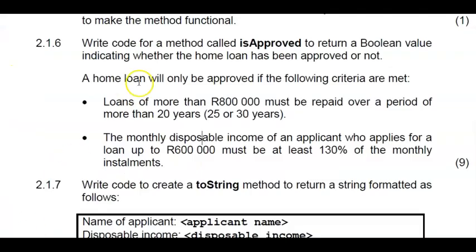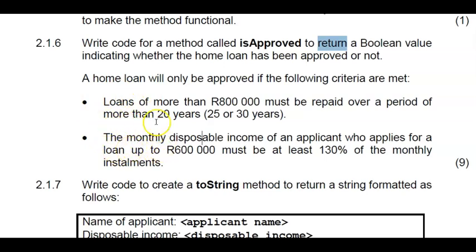We now need to write a method. They're not saying whether it's a function or procedure called isApproved to return a Boolean value. So is it a function or a procedure? It's a function because it has the word return in there. And it would indicate whether this person's home loan was approved or not. And they had to meet these criteria.